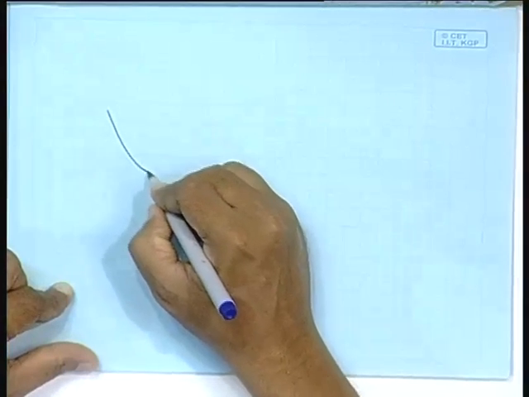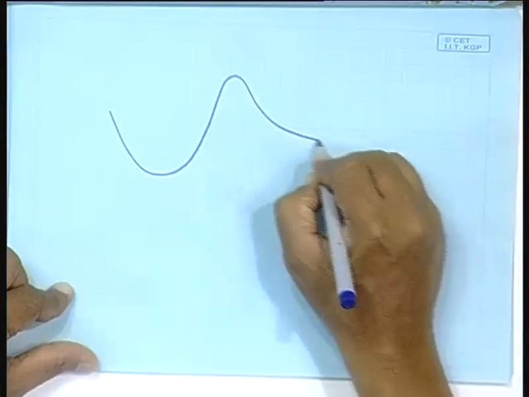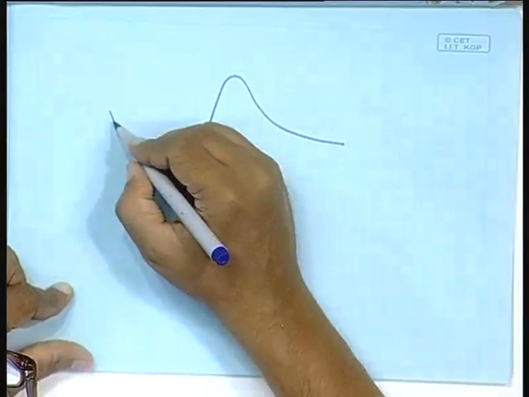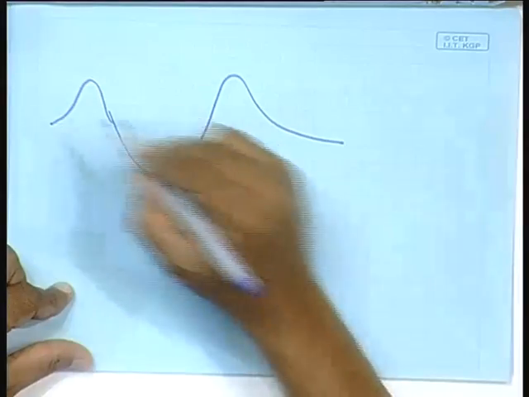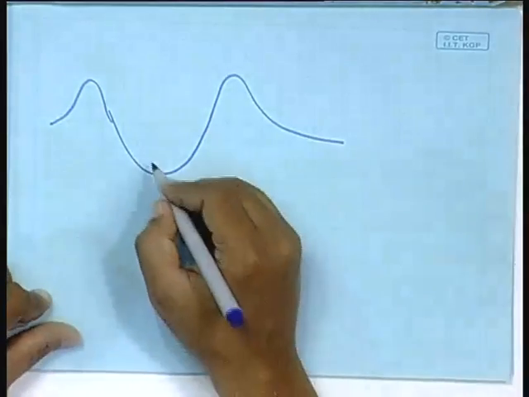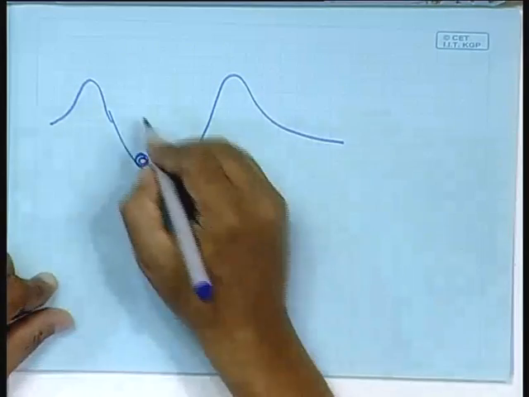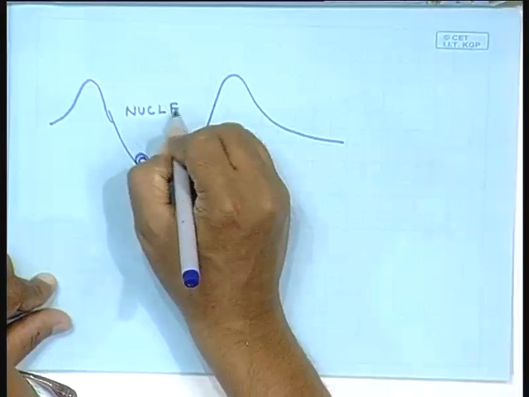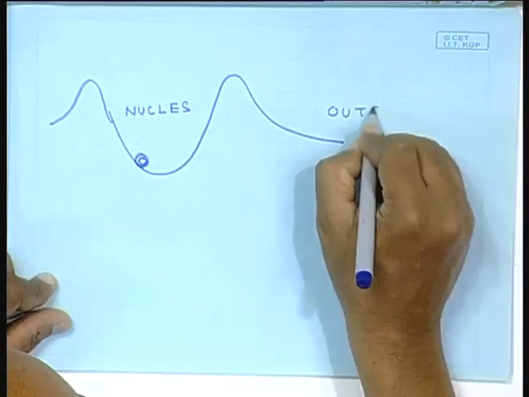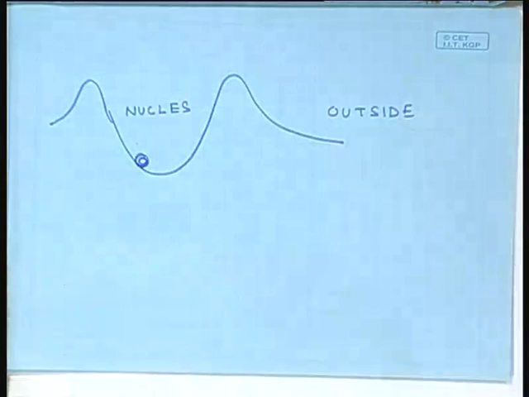So, inside the nucleus, the alpha particle is bound. So, this is the nucleus, and this is outside the nucleus, and an alpha particle is a helium nucleus, 2 neutrons and 2 protons. So, inside the nucleus, the alpha particle experiences a potential which is sufficient to keep it bound.